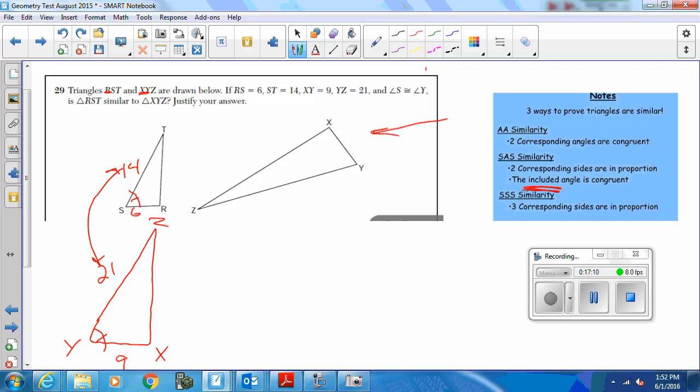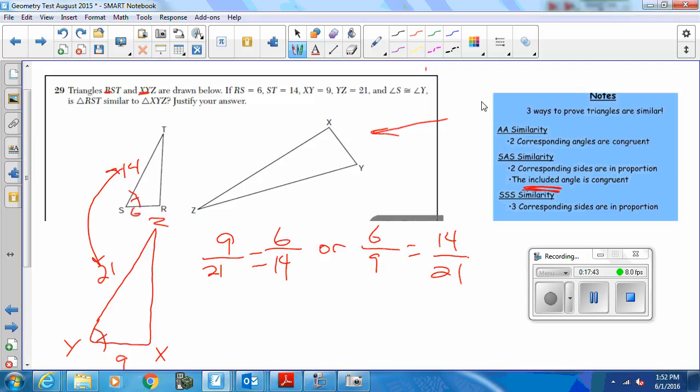Well, we can go 9 over 21. Is that equal to 6 over 14? All right, we could do that. Or, that's not the only way, we could say, is 6 over 9 equal to 14 over 21? There are actually others we could do, but let's look at these two. Is this true? We're not saying that it is, we're checking it out.